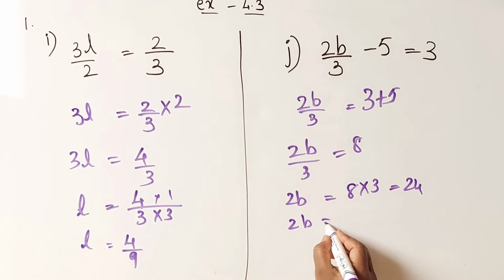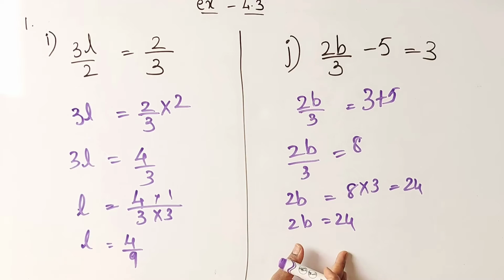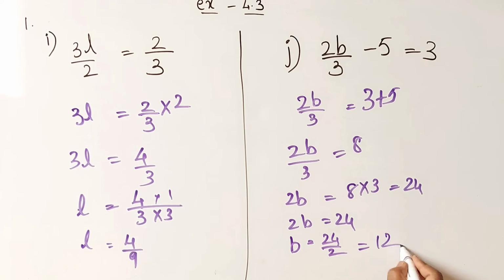Now 2b equal to 24. We want the b value only. Now send this 2 to the right hand side. It is multiplying now. When you are sending to the right hand side, it will divide. So b equal to 24 by 2, that is 12. The b value is 12, children.